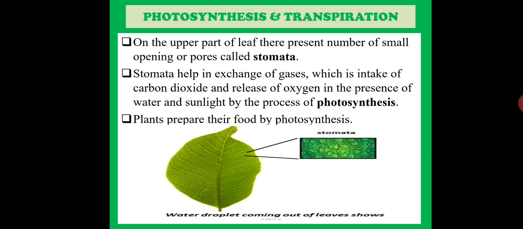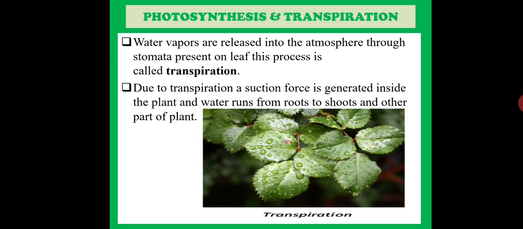So these are mainly the two functions of leaves. Here we can see the tiny droplets of water on the leaves, which are actually due to the process of transpiration. Transpiration has other helps also. It helps to suck the water from the root, and it produces suction force such that water gets transported from root to shoot and other parts of the plants.